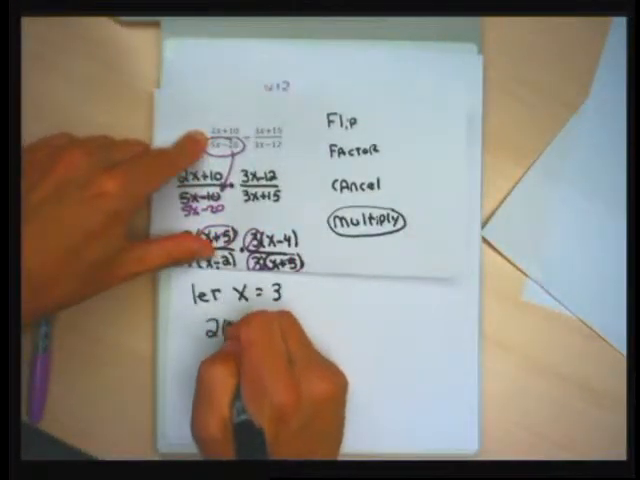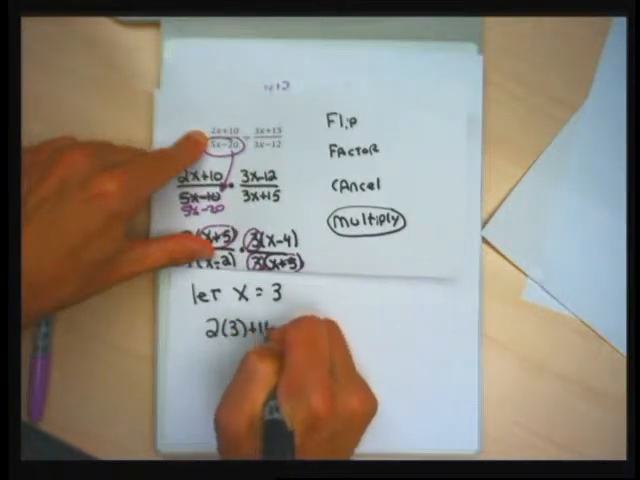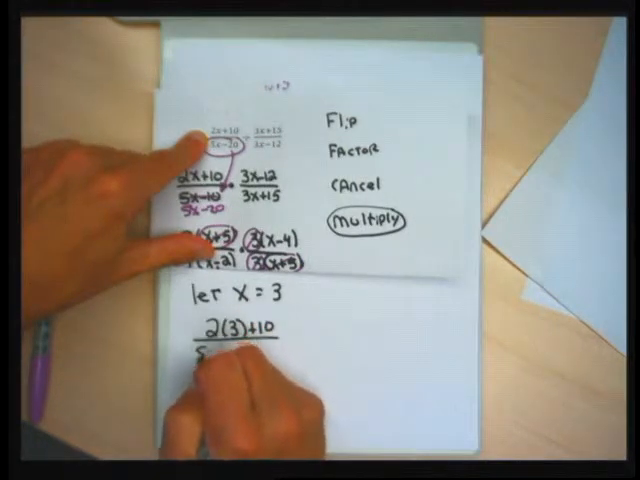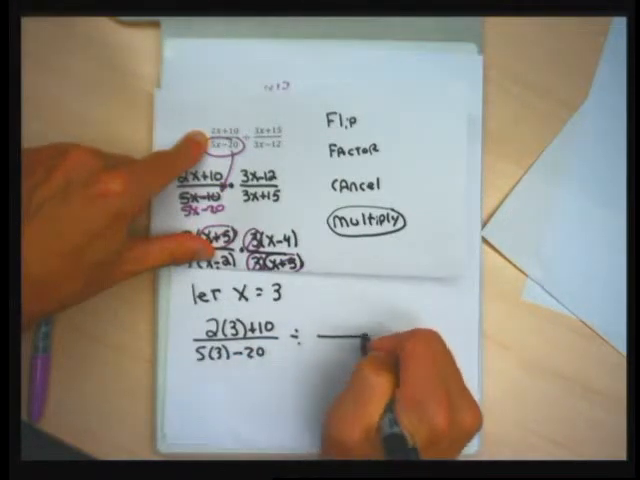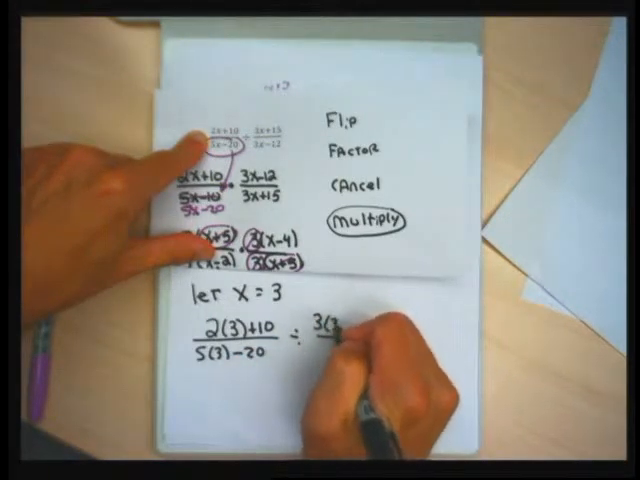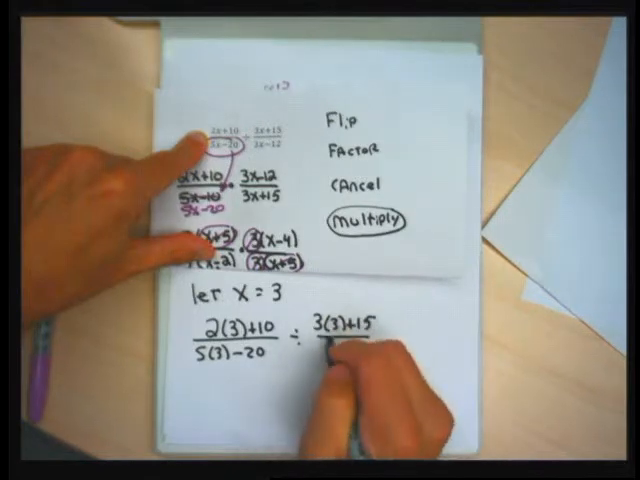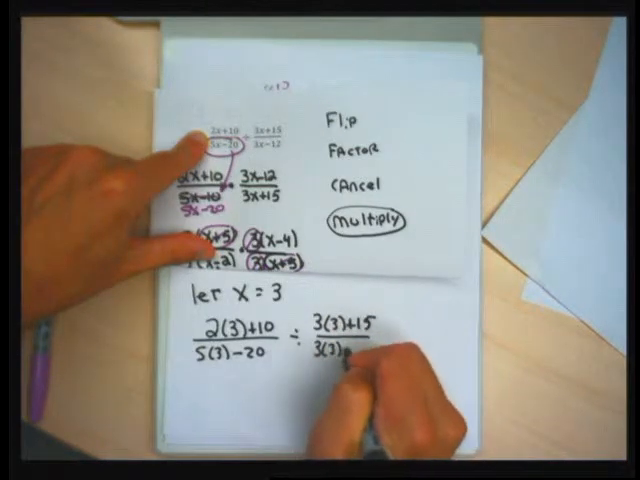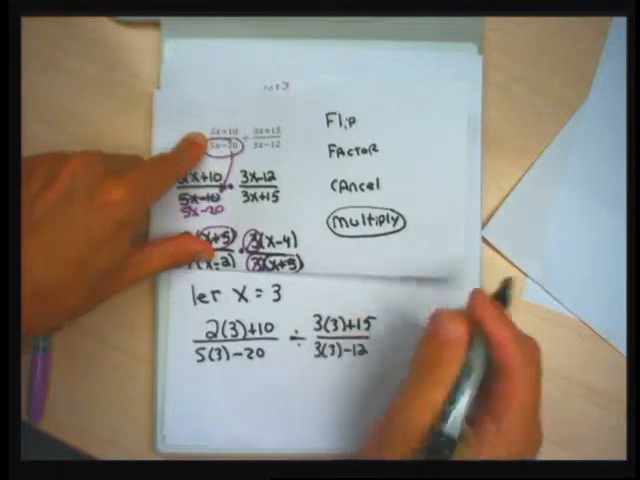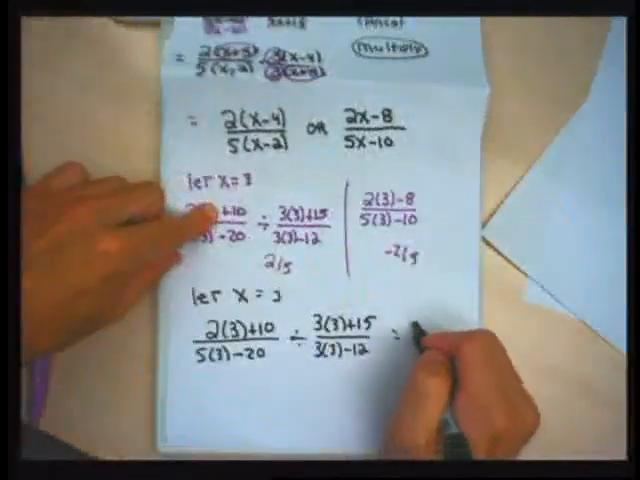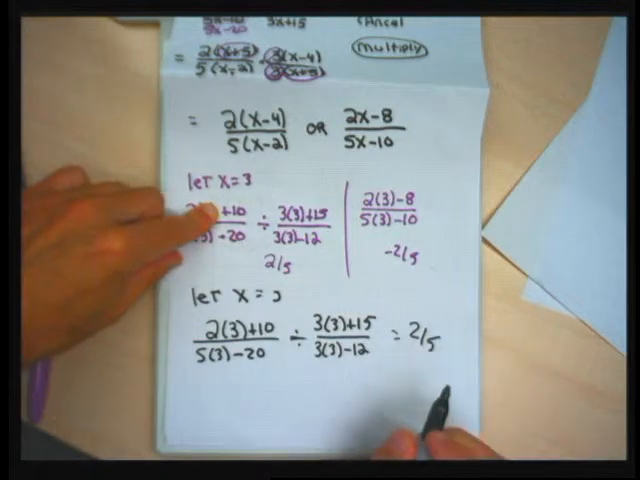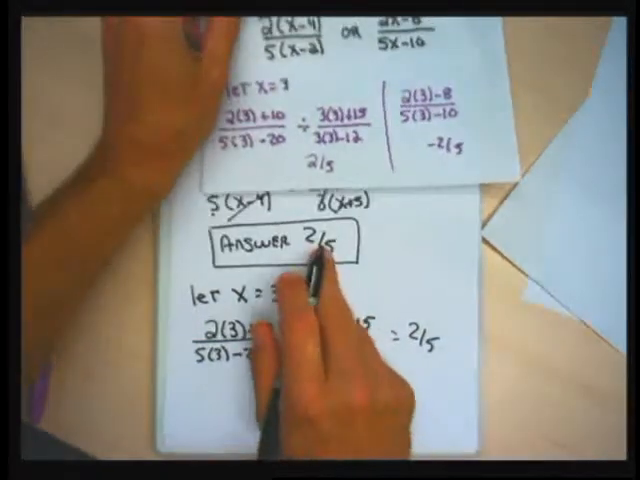I'll go 2 times 3 plus 10 over 5 times 3 minus 20 divided by 3 times 3 plus 15 over 3 times 3 minus 12. That I've done on my calculator a couple times, and I know that I get 2/5, which is a beautiful thing because that's what I said my answer is.